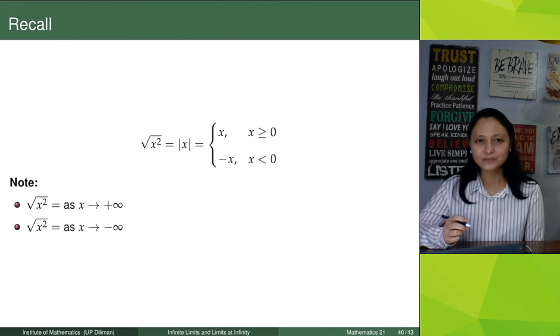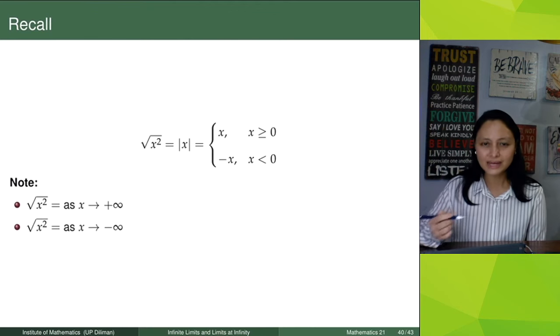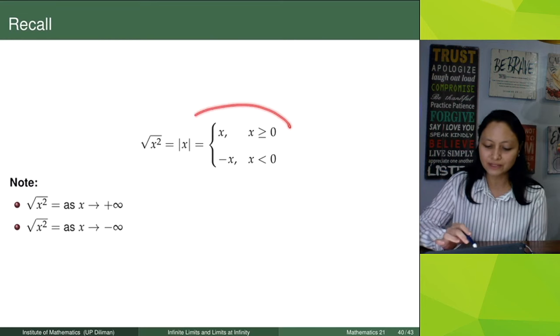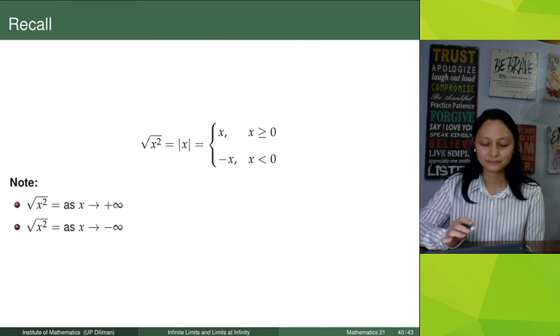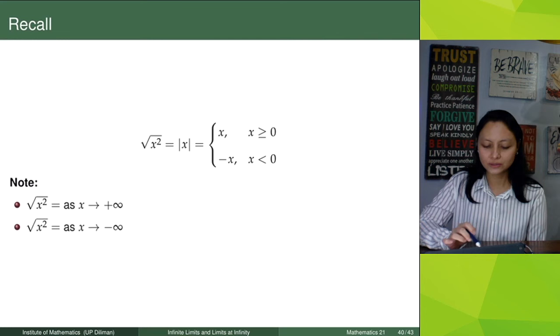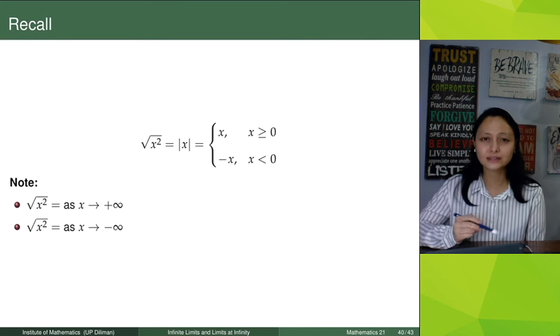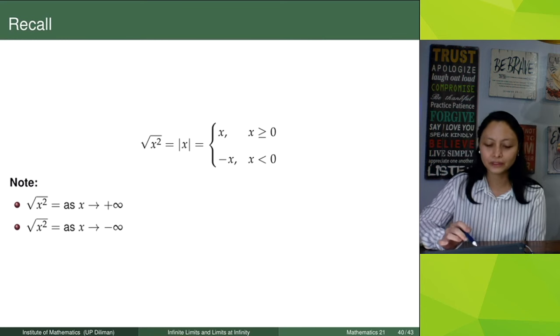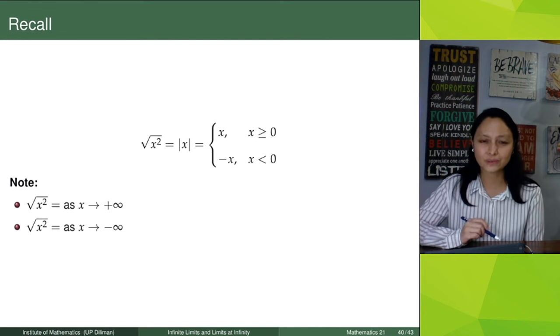Naalala nyo pa yung absolute value function? Remember, the absolute value function can be defined in two ways. Yung piecewise definition niya, and you can also write it dito in terms of the square root definition, or the absolute value of x is equal to the square root of x squared.